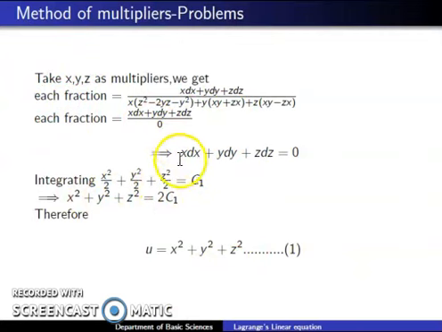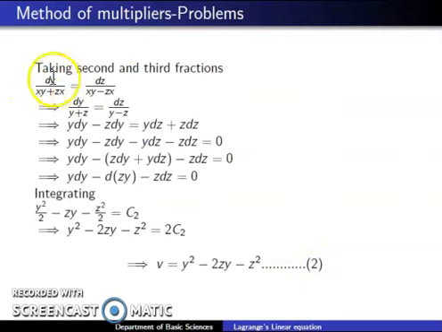Now from this expression we can write x dx + y dy + z dz = 0. So this is an integrable function. You can integrate and get x²/2 + y²/2 + z²/2 = c1. Taking 1/2 as common and cross multiplying, we get x² + y² + z² = 2c1. So 2c1 is a constant, I call it a. So we get u = x² + y² + z². We take it as equation number 1.